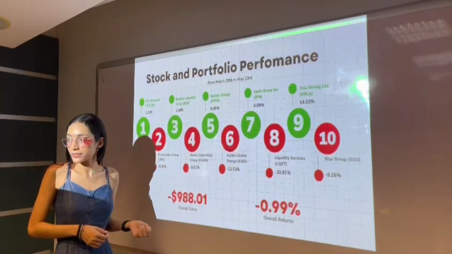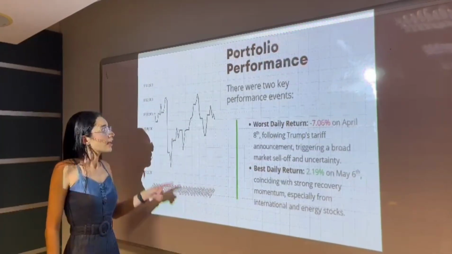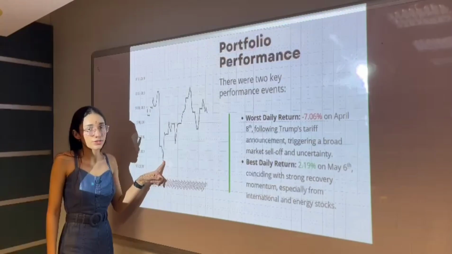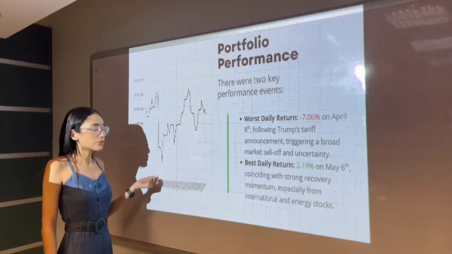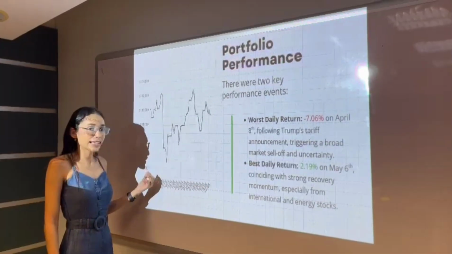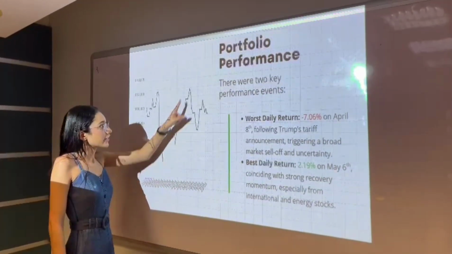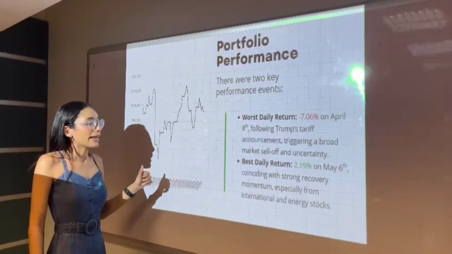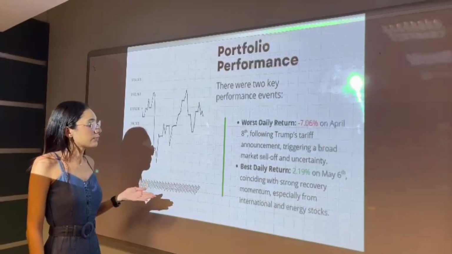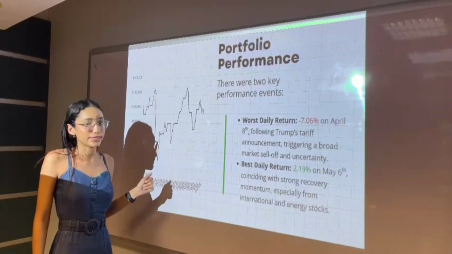We can also see that there were 2 key performance events. The worst daily return, right here on April 8th, following Trump's announcement of the tariffs, which triggered a broad market sell-off and uncertainty. We had a negative return of minus 7.06%. And there is the best daily return on May 6th, which coincided with a strong recovery momentum, especially from international and energy stocks. And we have a positive return of 2.19%.